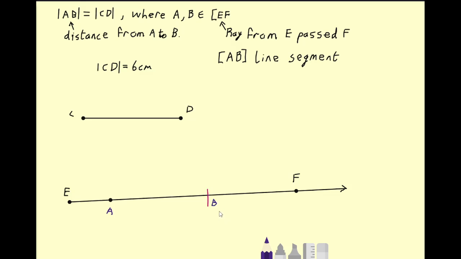And now we've met our criteria. We wanted the distance between A and B to be a given length, and it is. It's the same as the given length from C to D. And A and B are points on the ray EF. They're elements of that set. They're on that ray. So that is what we need for now.